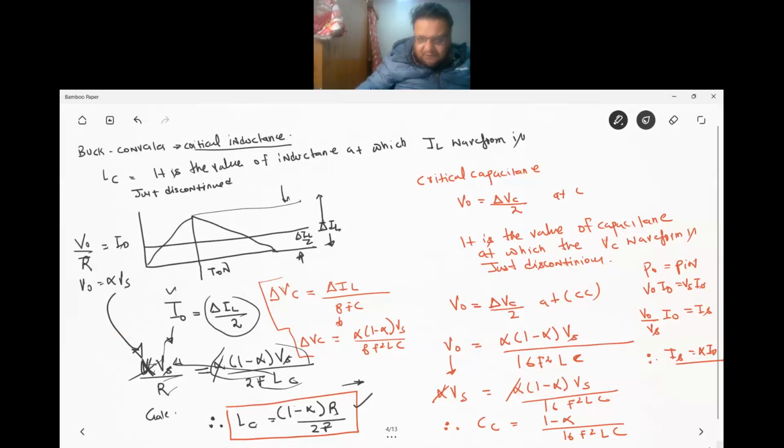And similarly, for critical capacitance, V naught would be equal to delta VC by 2, like half of it. So just put the value of delta VC from the previous equation, that was equal to this thing, delta IL.